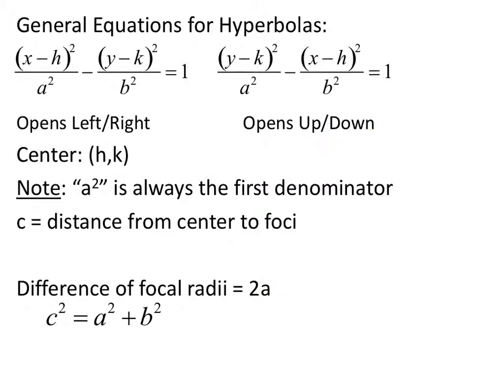We still call the distance from the center to the foci c, but because of the differences between an ellipse and a hyperbola, the relationship between c squared, a squared, and b squared is a plus instead of a minus. c squared equals a squared plus b squared. So if there is a minus in the graph equation, there's a plus in the c equation. Versus an ellipse, there's a plus in the graph equation and a minus in the c equation. So these are always opposites of each other.